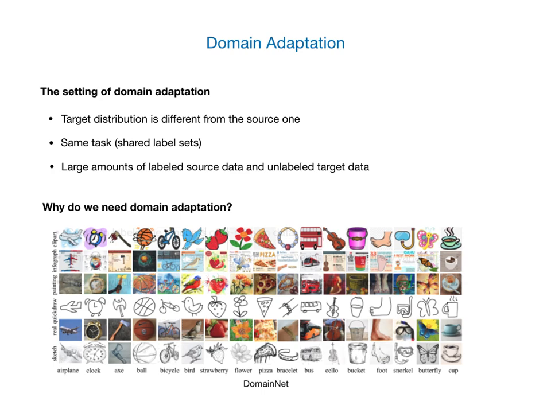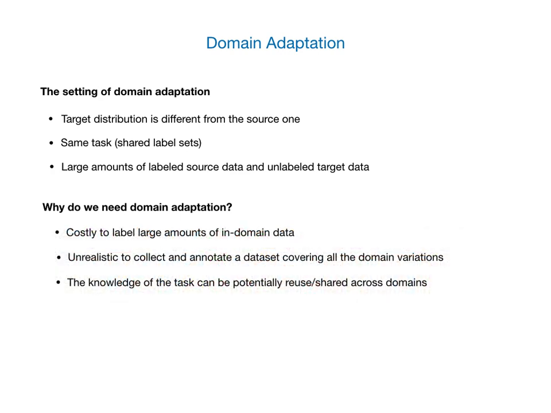So why do we need domain adaptation? Why not try to label the target domain data to make the deep models fit well on the target? It is because in practice, it is usually costly and time-consuming to label large amounts of in-domain data. It is also unrealistic to collect and annotate a dataset covering all the domain variations in the real world. So it is common to encounter the issue of performing cross-domain predictions in the real world.